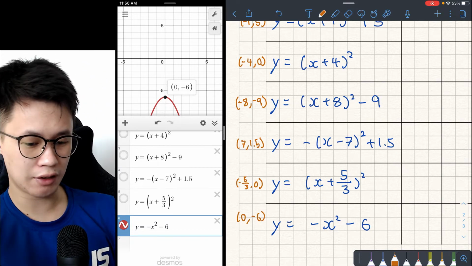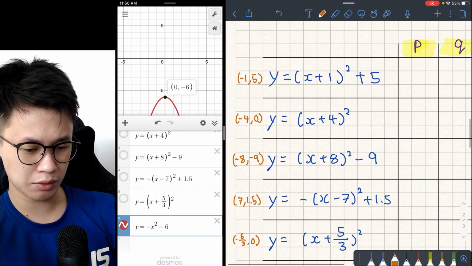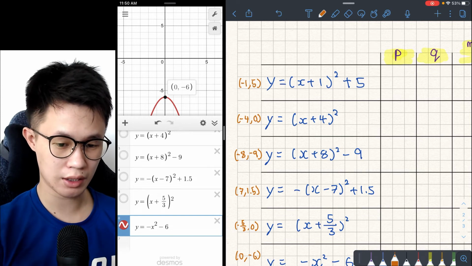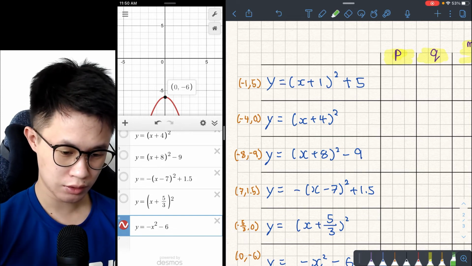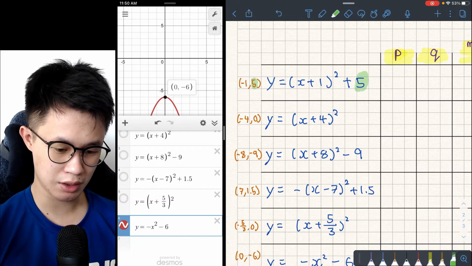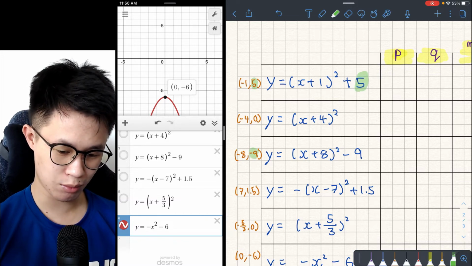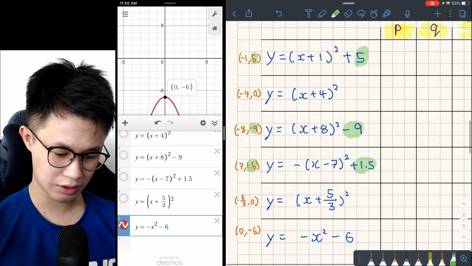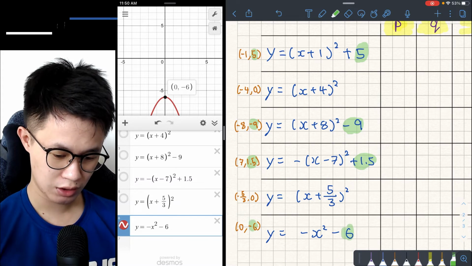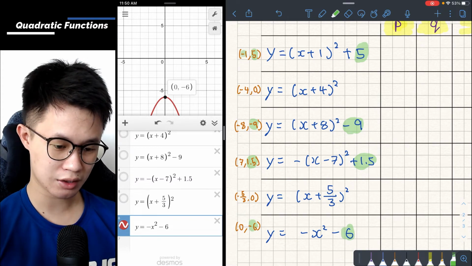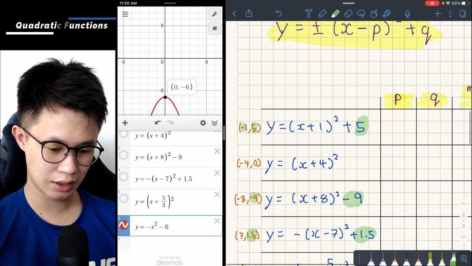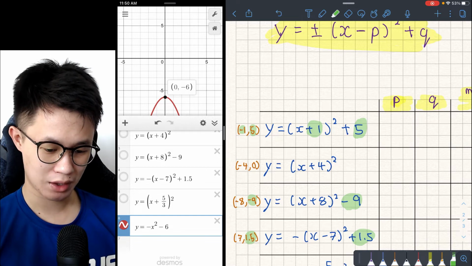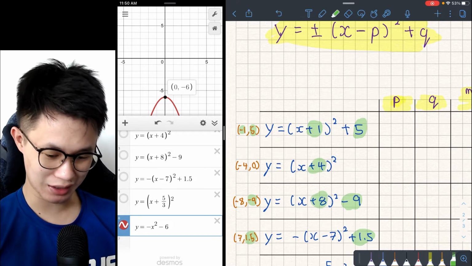What does this graph have to do with the turning point? Can I derive the turning points just by looking at the equation? Yes, I practically can. The y coordinate is simply the value of q in all of them. Now, what about the x coordinate? Isn't the x coordinate the negative of this, the negative of this, and in this case also the negative of this?